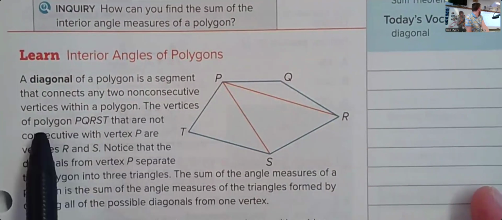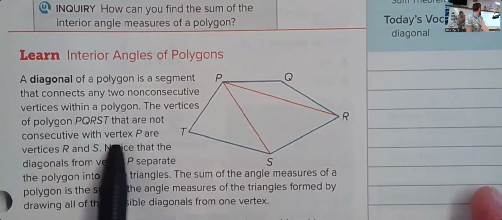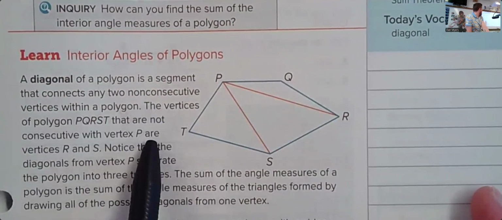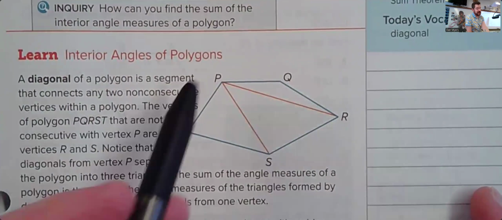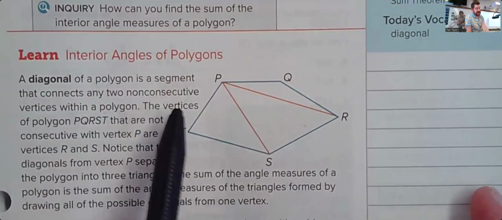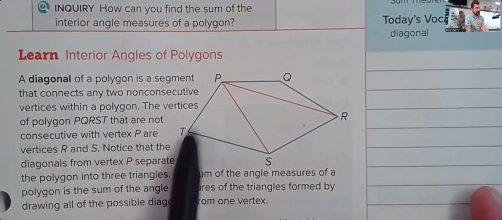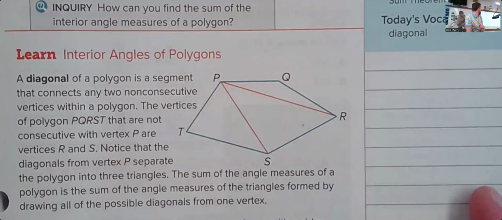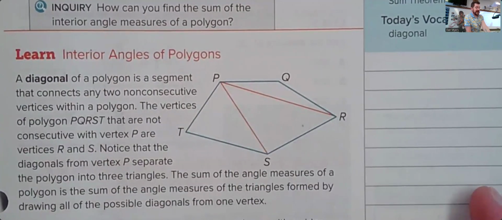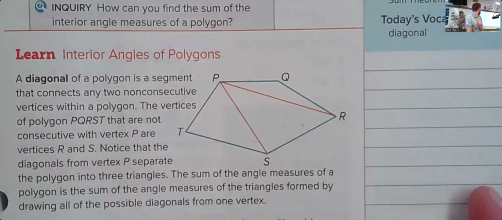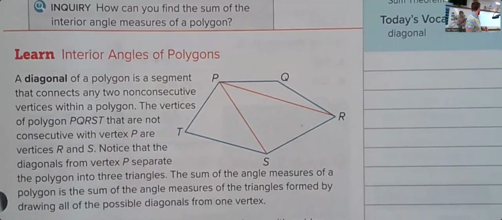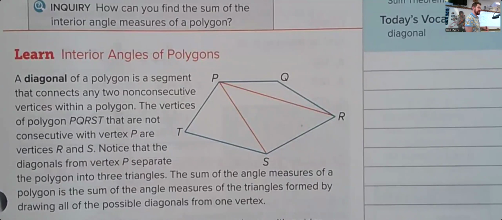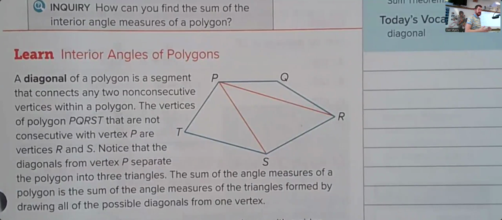The vertices of polygon PQRST that are not consecutive with vertex P. So starting at vertex P, T doesn't count because it's consecutive. It's right next to it, but S is good and R is good. Q is also right next to it. So there are two diagonals from point P. And there are three triangles total, which means there are two more sides than triangles, meaning there are 5 sides, which makes this a pentagon.